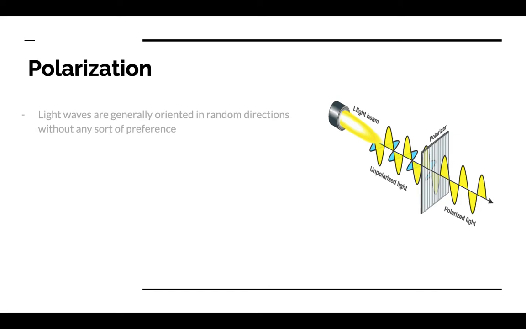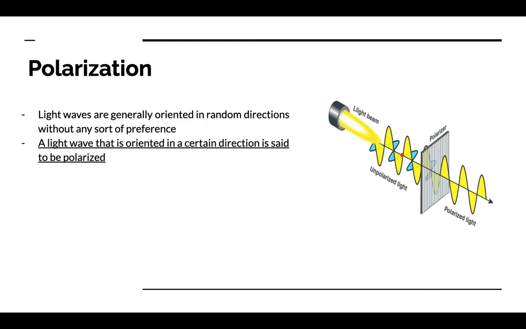So polarization. Light waves are generally oriented in random directions without any sort of preference. When you emit light from a light beam, the light is generally going to be unoriented, meaning that you're going to have light waves in all different directions. For simplicity's sake here, we're going to look at the horizontal and vertical directions. So a light wave that's oriented in a certain direction is said to be polarized.